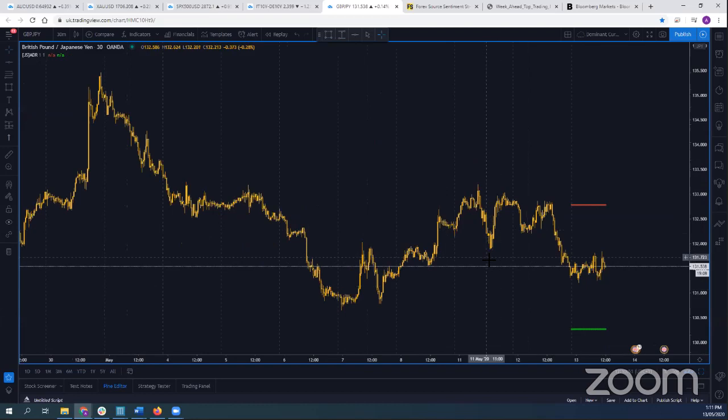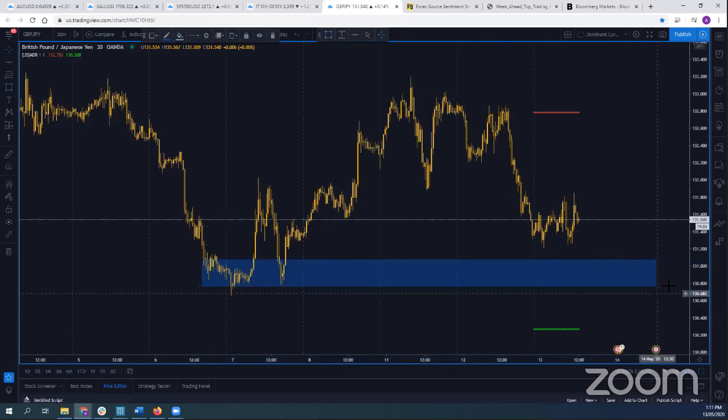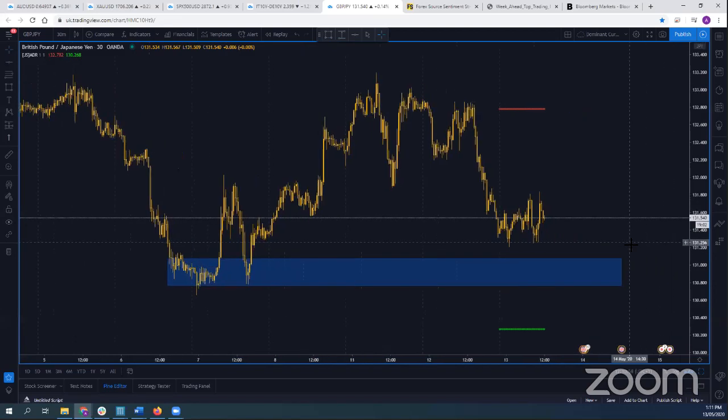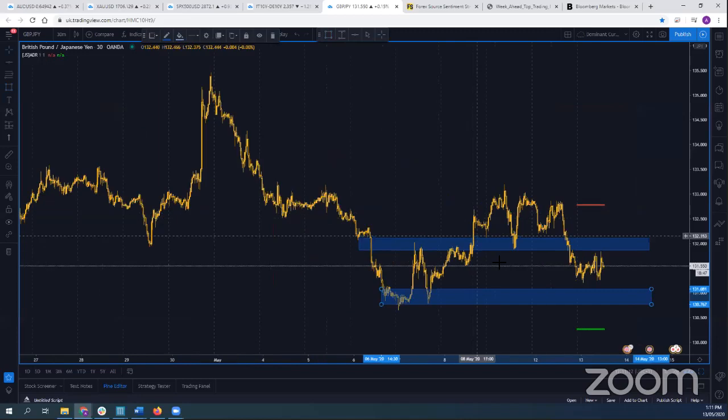Looking at it from a technical point of view, I think this fair value area coming in at that 131 psychological level is a good one to watch for possible profit targets. And if we do get up here, this also looks like an interesting zone from a resistance point of view, coming in at that 132 psychological level, well within the recent range.